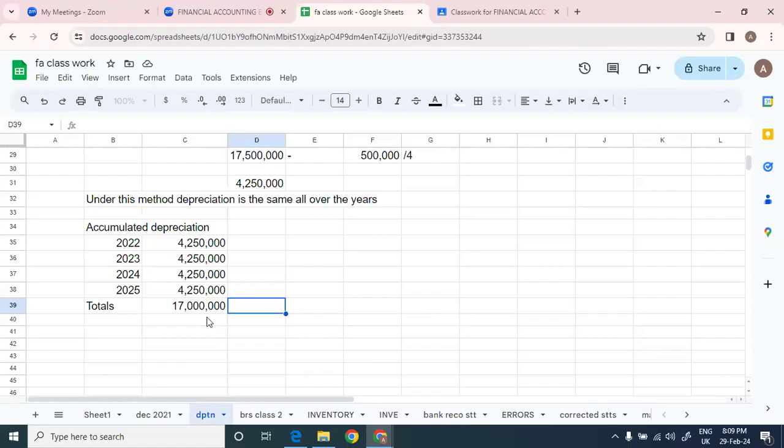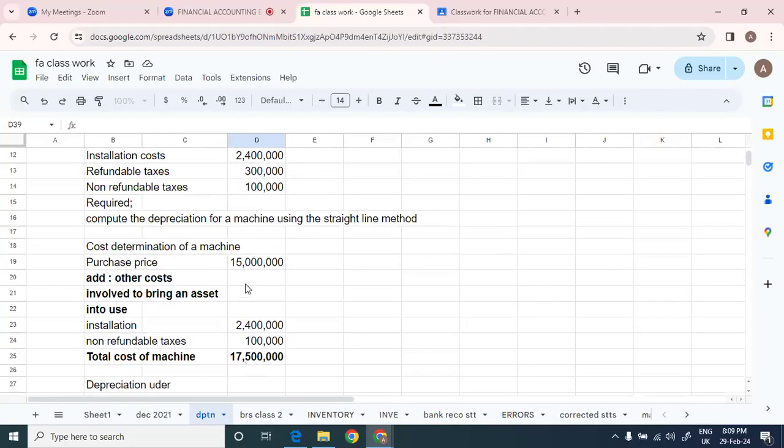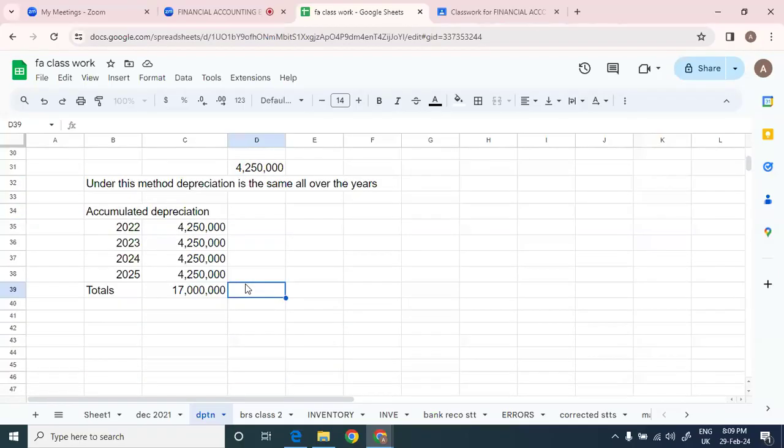But under level 2, under financial reporting, we can say, no, this machine is still working, and we provide a room for revaluation. So that is how we'll go on to do anything concerning the straight line method of depreciation. Any question about straight line?